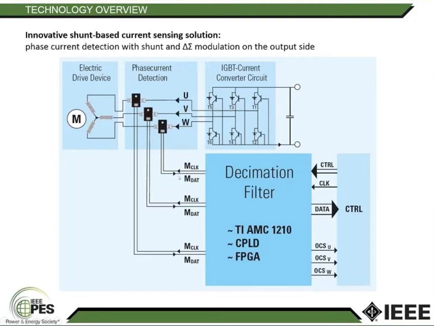Now, the 1-bit data stream that comes out of those modules has to go through a decimation filter. This is because you want to know an actual value that you measure. So you have to use filters to get this actual value for your control board. This can be easily realized either with a prefabricated die, like for instance the TI AMC1210, or on one of your CPLDs or FPGAs. Also, through the decimation filters, you're able to do overcurrent detection.